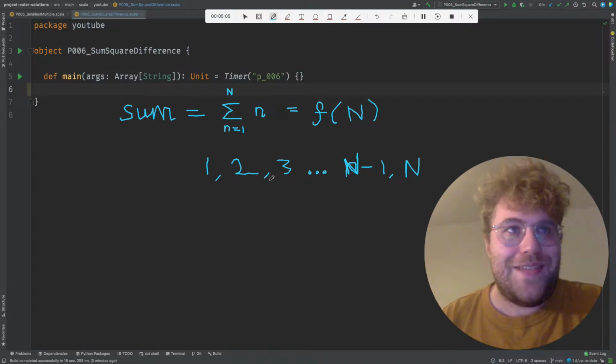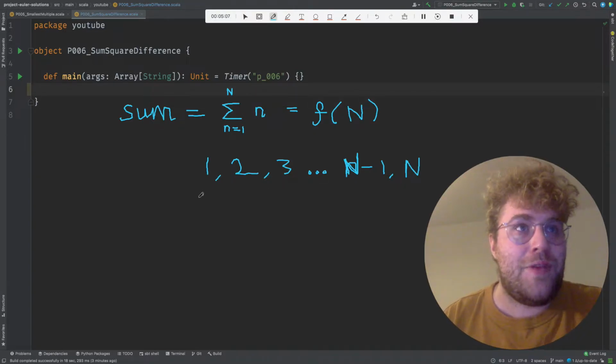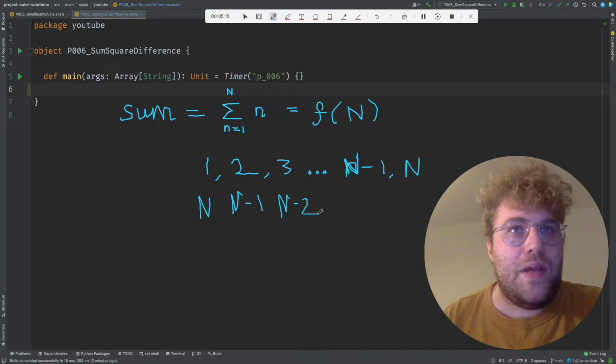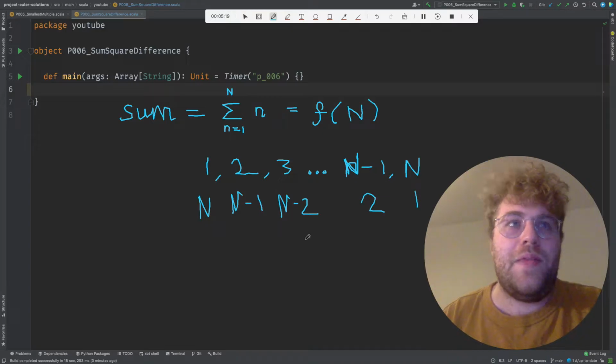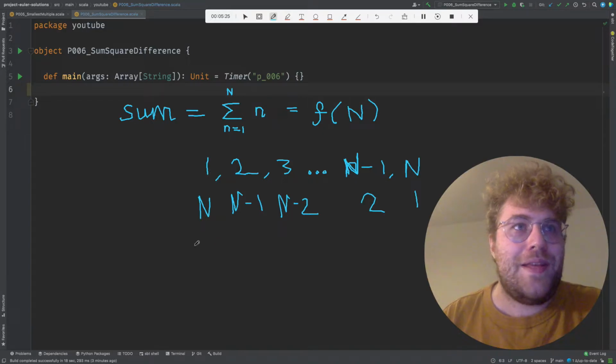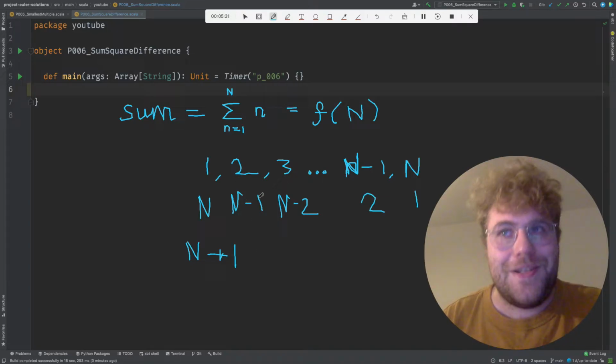So we're going all the way up to n, and then what you do is you just write the numbers in reverse order underneath it. So n minus 1, I guess you'd have n minus 2 here, and then you'd go all the way down to 2, and then 1. And then he thought about the sum of each pair, and this turns out to be n plus 1.